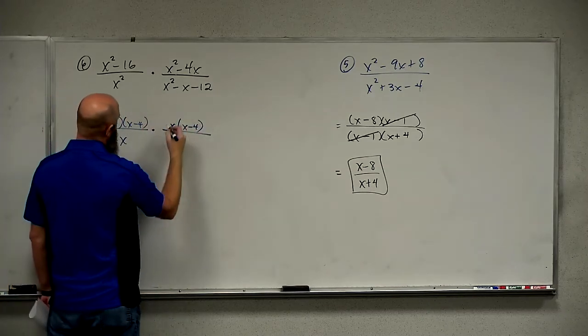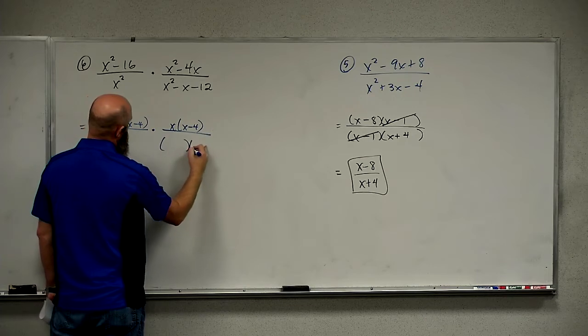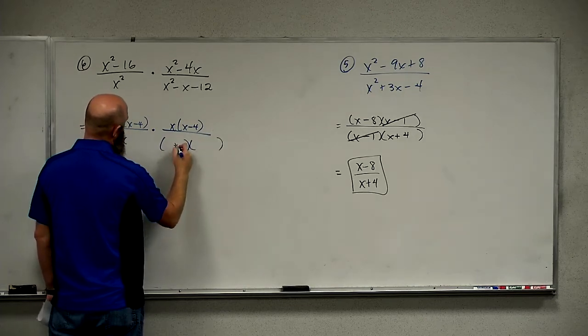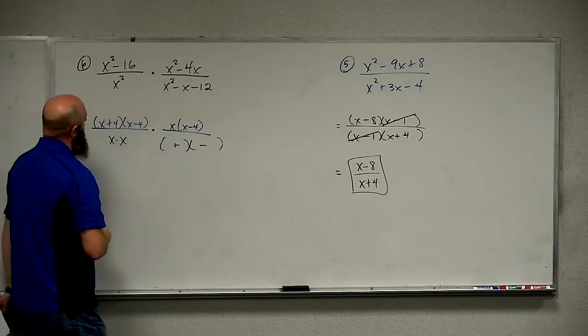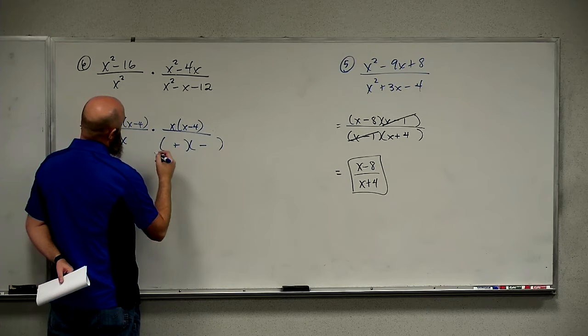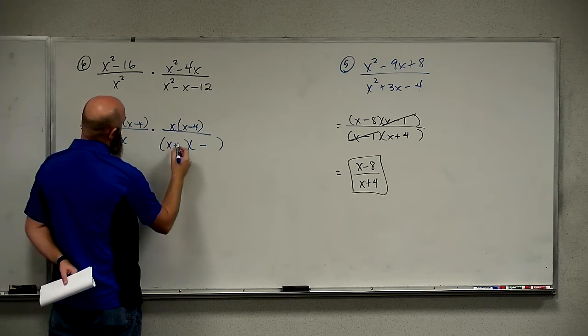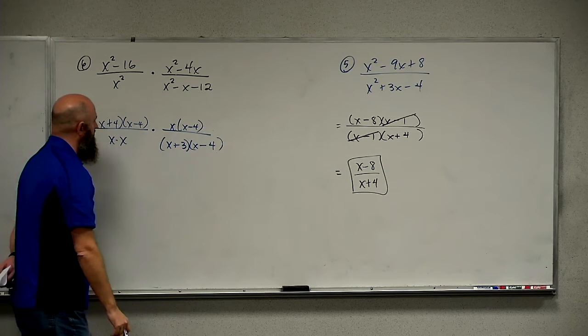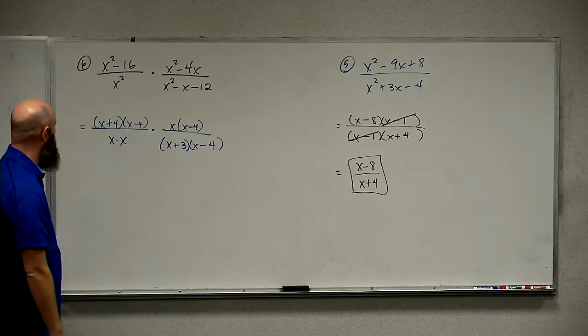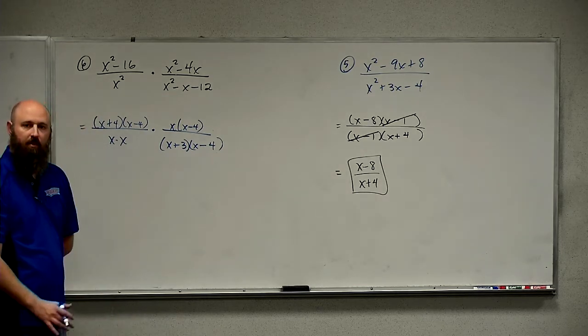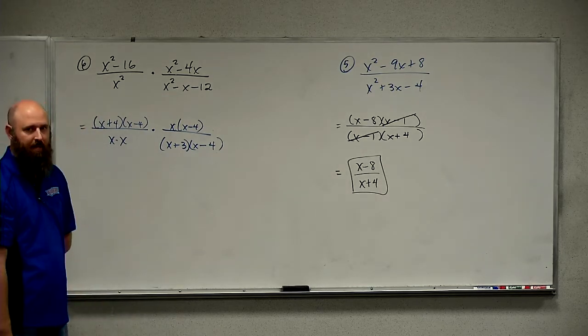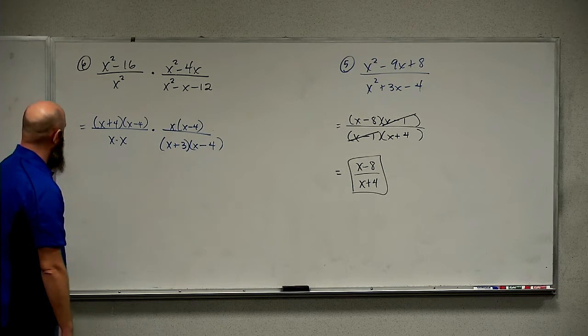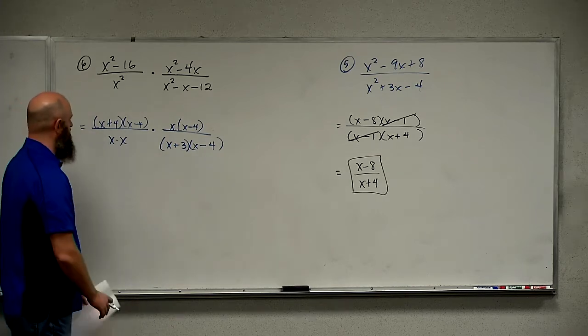And then over here, we have 2 parentheses, different signs. So it looks like we're going to get x plus 3 and x minus 4. Again, if you need help with those, you should be able to factor that by now. So make sure you're watching out for that. Okay.